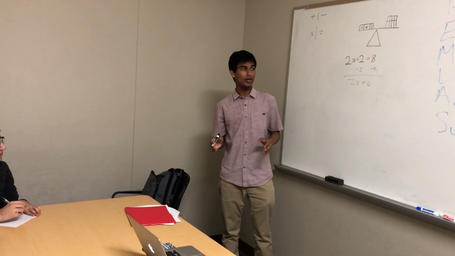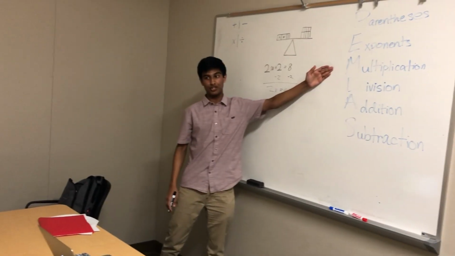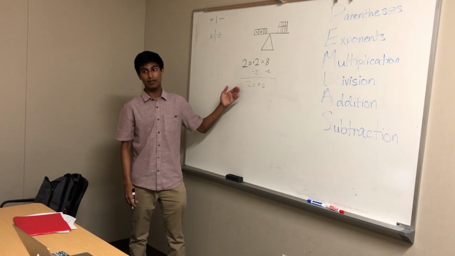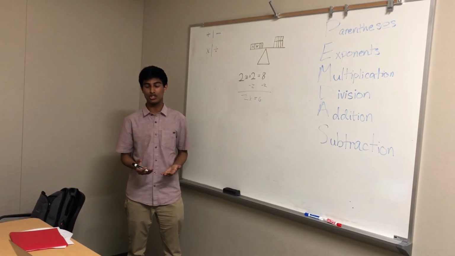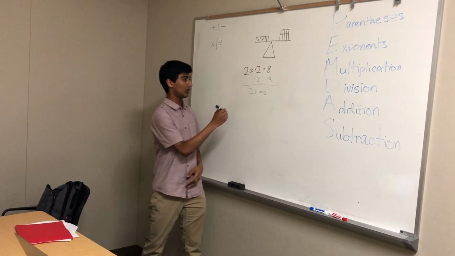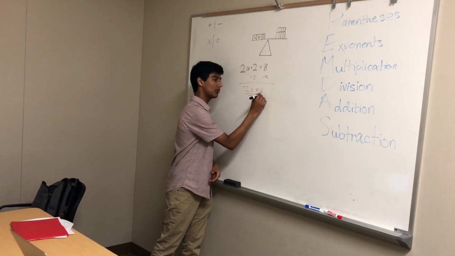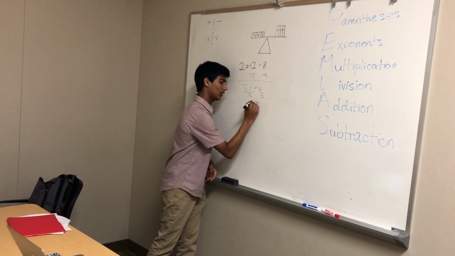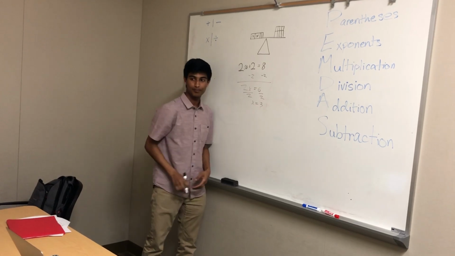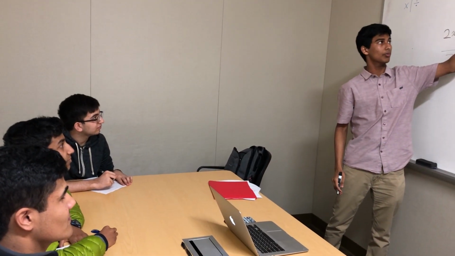The next thing we need to do is look at multiplication or division. So here, 2 is being multiplied. So we have to do the inverse operation, which is to divide by 2. When we divide both sides by 2, we get x is equal to 3. So you have to do the reverse of PEMDAS in order to isolate the variable.